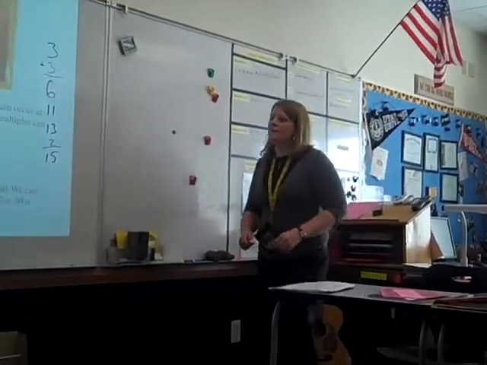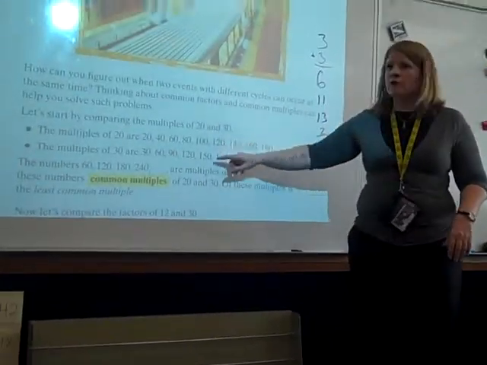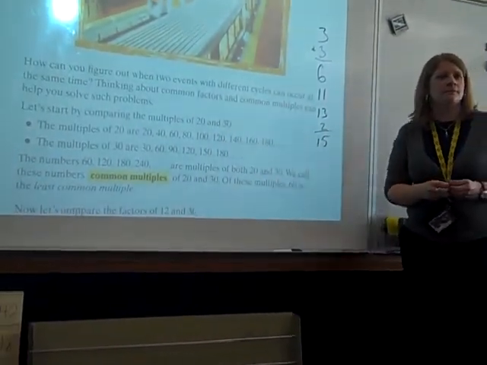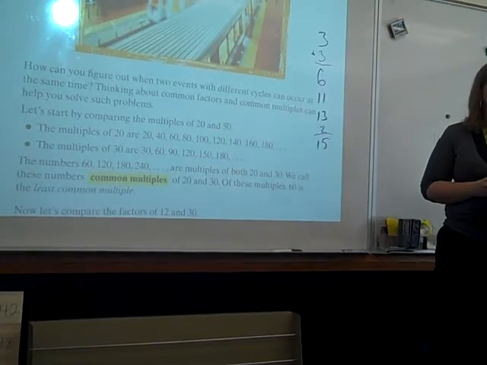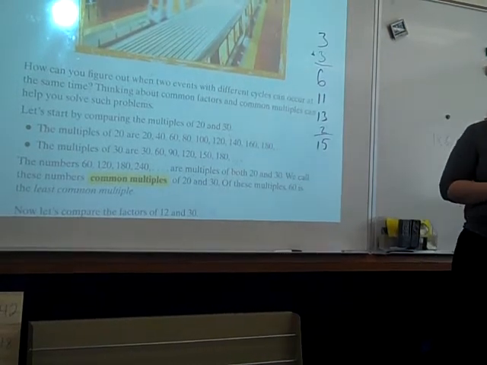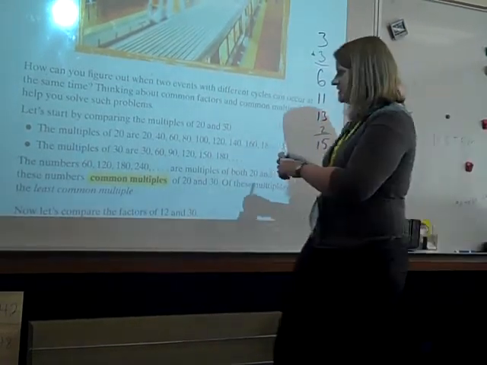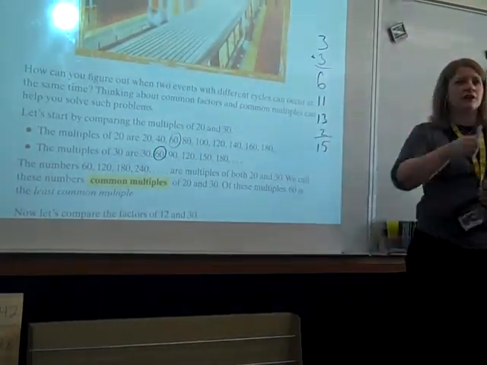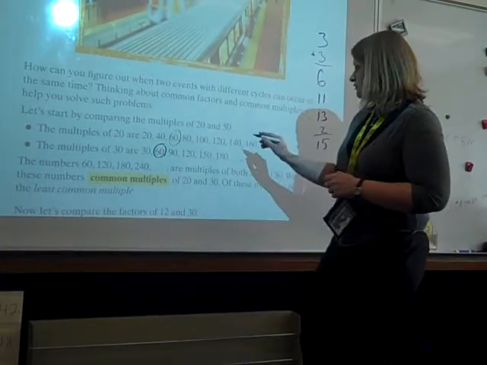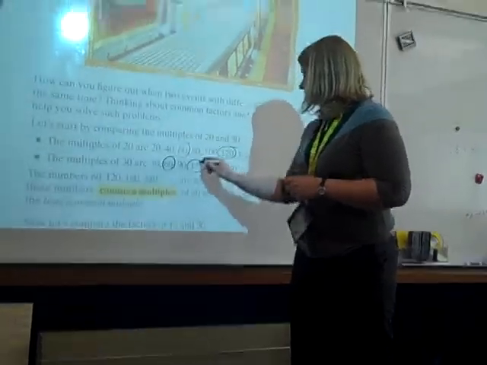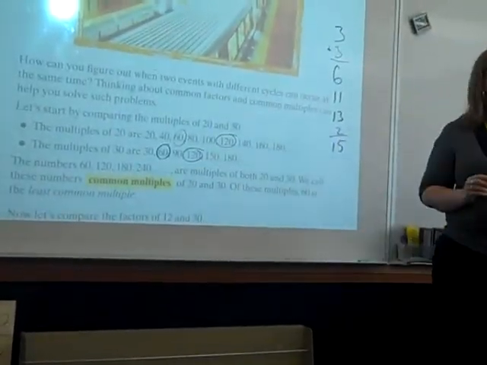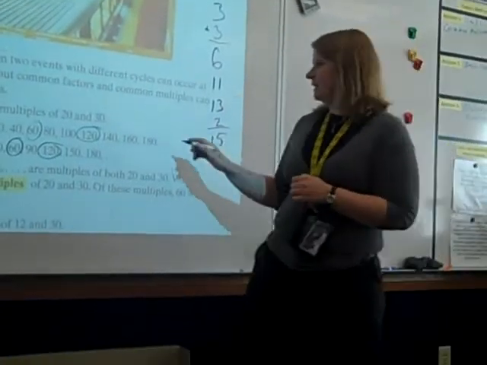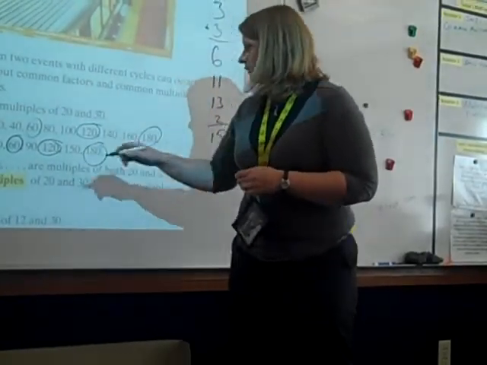Which ones do we have in common? Which ones are on both lists? Okay, we got a 60 here. We've also got a 60 here, right? What else have we got? 120. There's a 120 there, and there's a 120 there. Okay, what else do we have? 180. And a 180 right there, and a 180 right there.